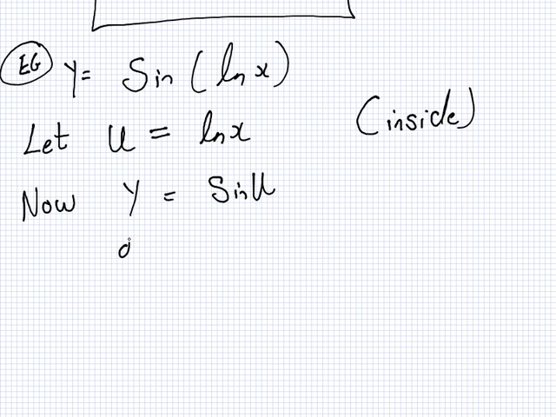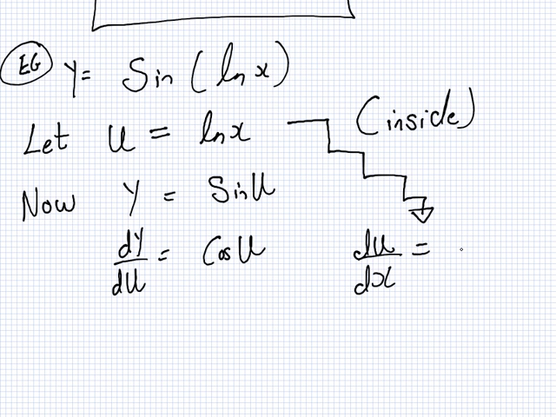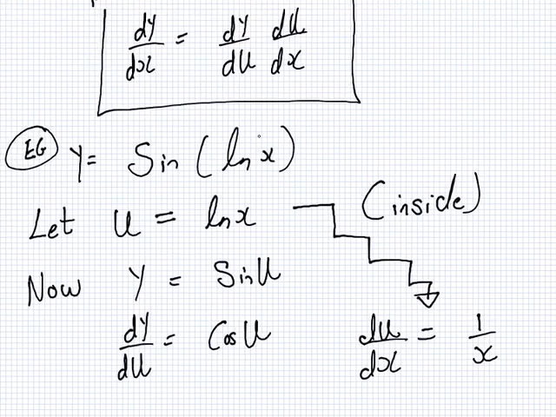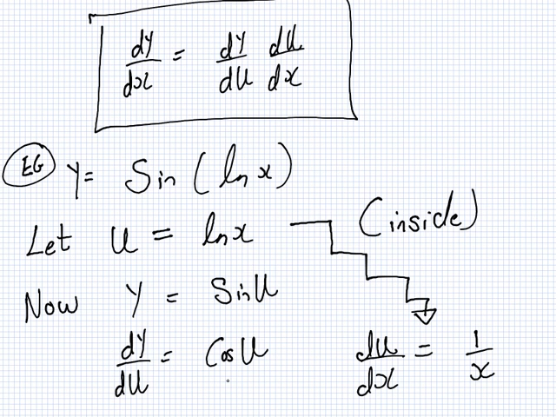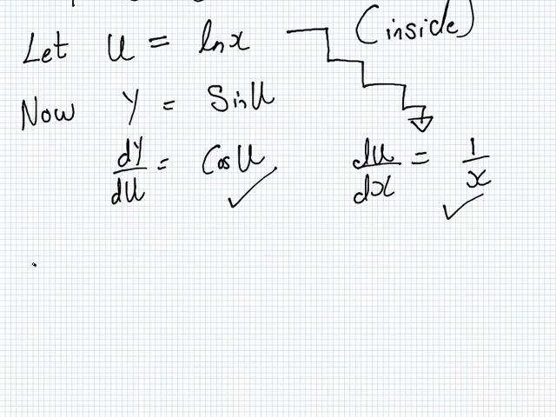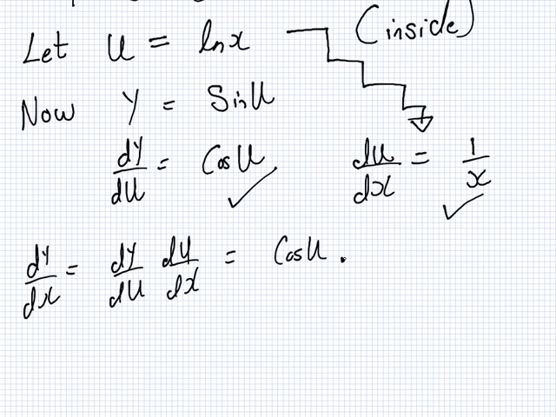You can now work out dy/du is cos u. By the way, you can also work out from this what du/dx is. What is that? 1 over x. Now if you use this rule at the top, dy/dx is dy/du, which I know, multiplied by du/dx, which I know, can I get my answer? If dy/dx is equal to dy/du times du/dx, then it will equal cos u times 1 over x, which will equal cos u over x.